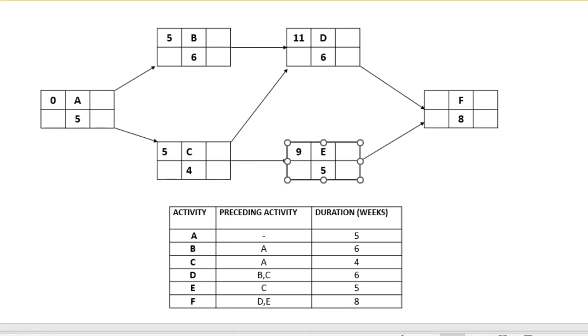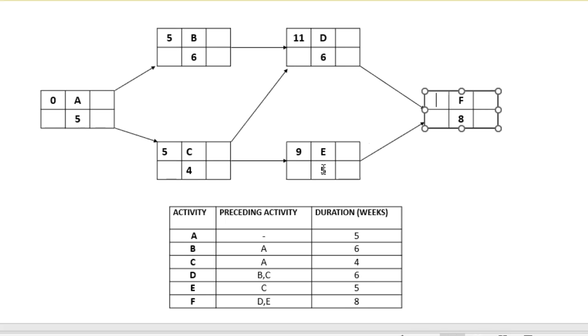Now, look at F. F cannot start until D is finished and E is finished. So we need to know which is going to take the longest, because it's the longest time that it will take for F to start, right? So D will take 11 plus 6. That is how many? 17 weeks. How long will E take to finish? 9 plus 5.